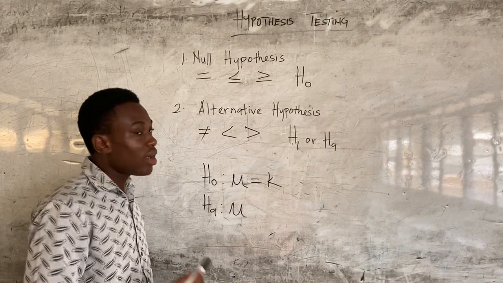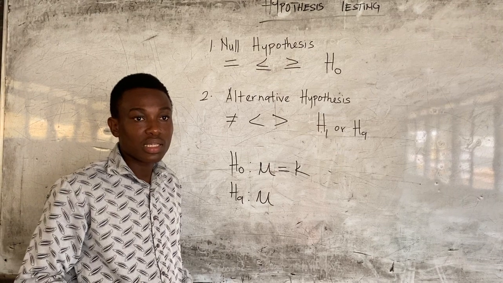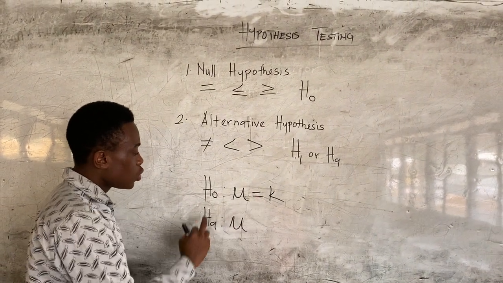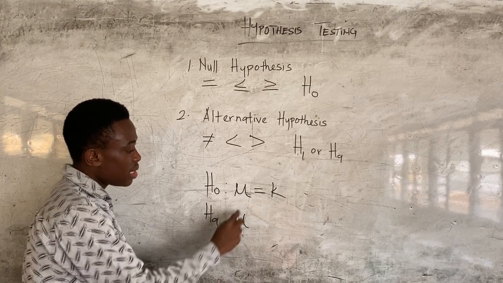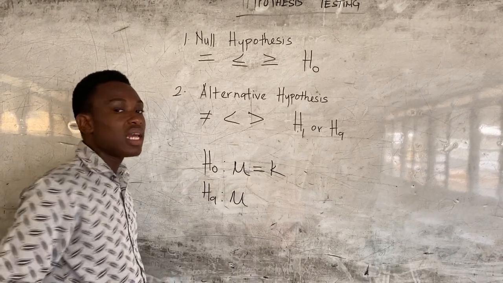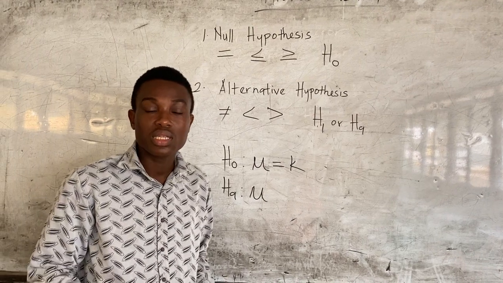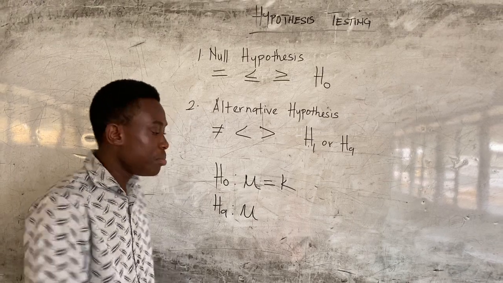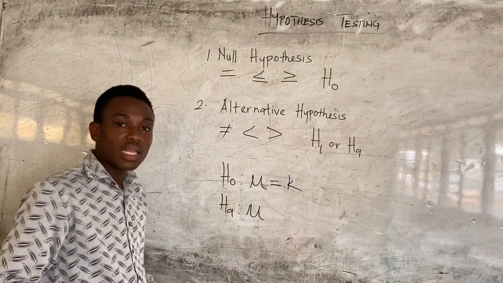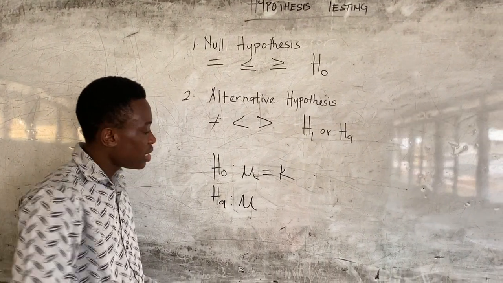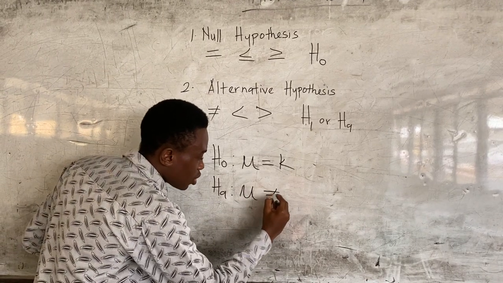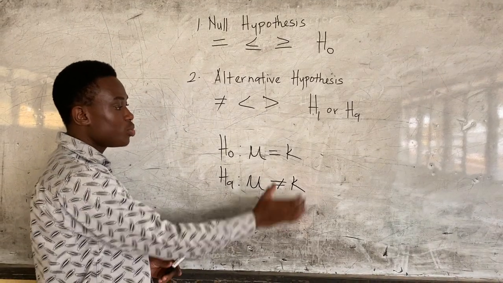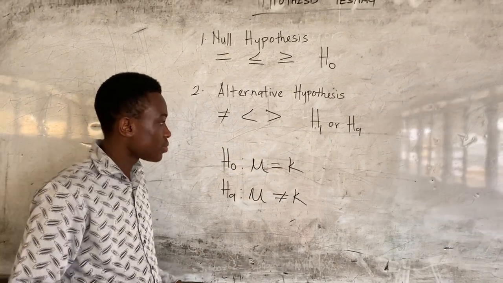So the null hypothesis uses the equality signs, so you realize that we have an equal to here. So the null hypothesis states that the mean equals K. And then we are saying the alternative hypothesis is the opposite of the null hypothesis. So if the null hypothesis is saying the mean equals K, then the alternative hypothesis will state that the mean is not equal to K. That makes this statement the opposite of that statement.